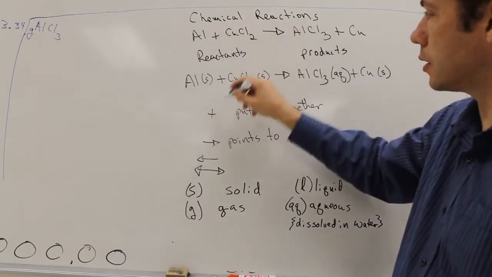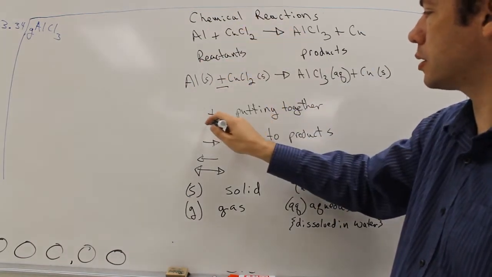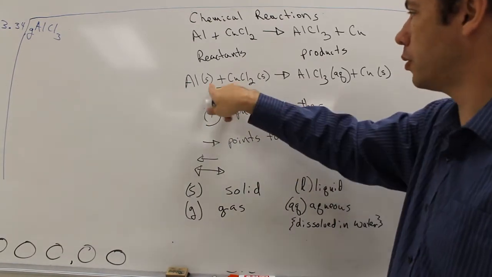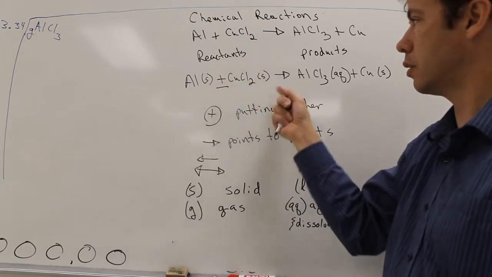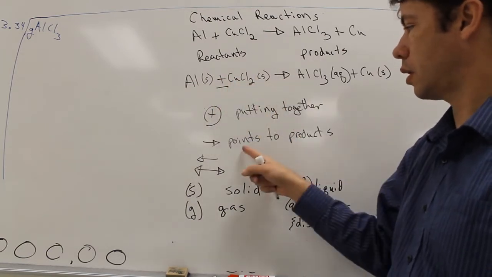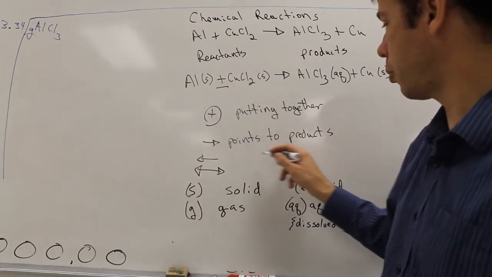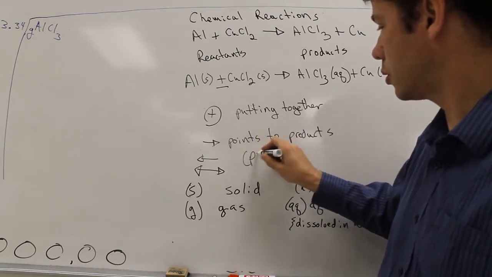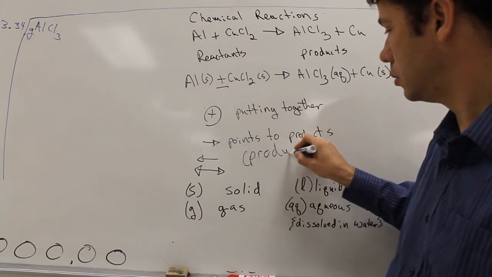So these are our reactants. In between we have these plus signs. The plus sign means we're going to put those things together. So if I put those together, it's going to produce something. Okay? So the arrow points to the products. We could also say produces.